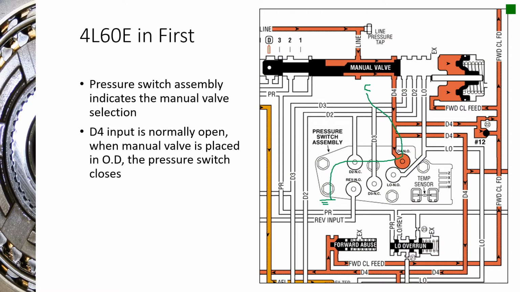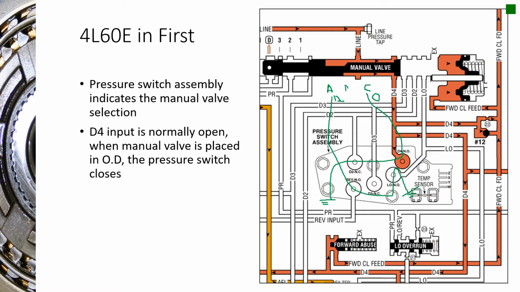So range C would be 0 volts as soon as I'm in drive. Range A is at 12 volts because it's looking at the reverse and the low switches to ground, and both of those are open, so we'd have 12 volts there.